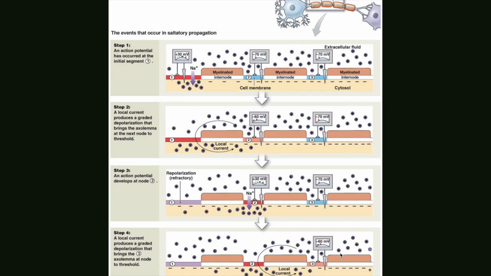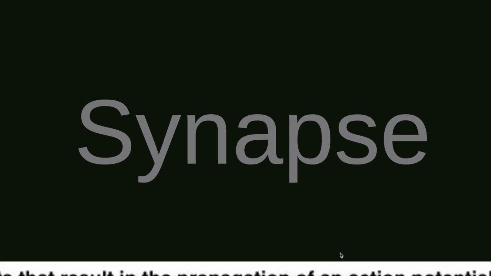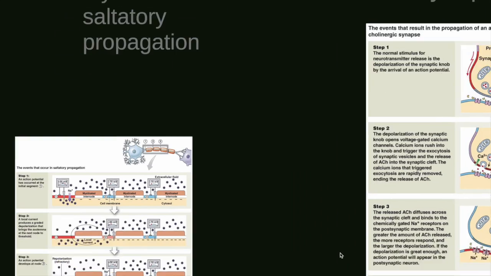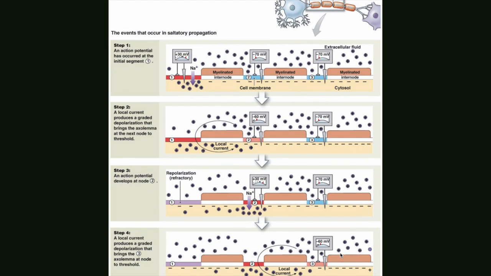And the velocity of action potentials depends on the degree of myelination and the axon diameter. A bigger diameter is going to give you a faster action potential because there's less resistance.